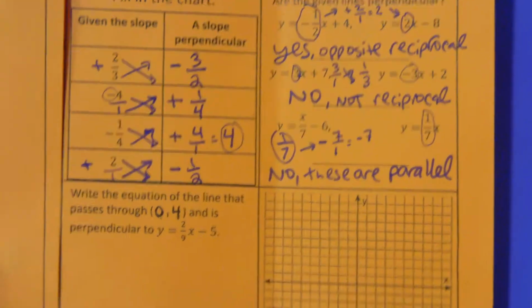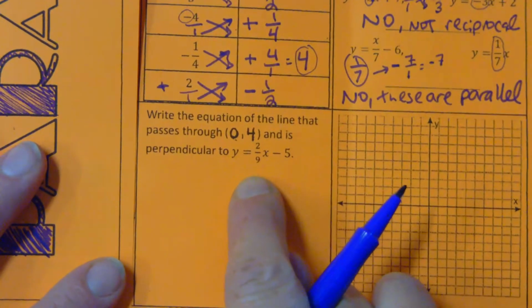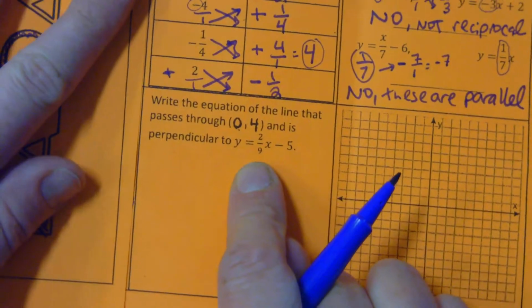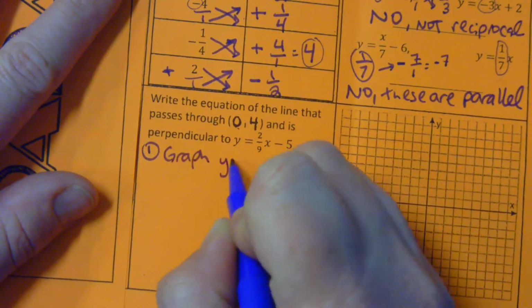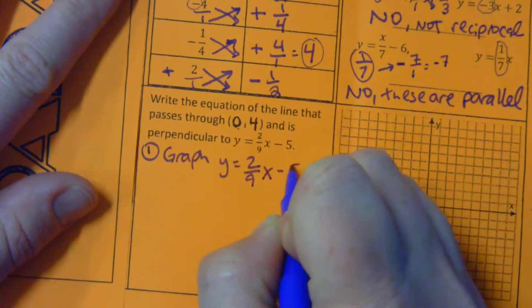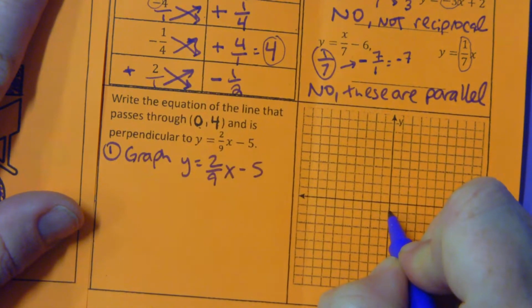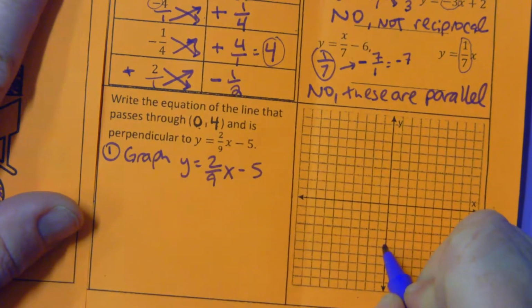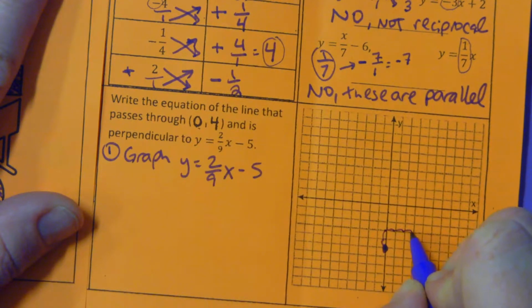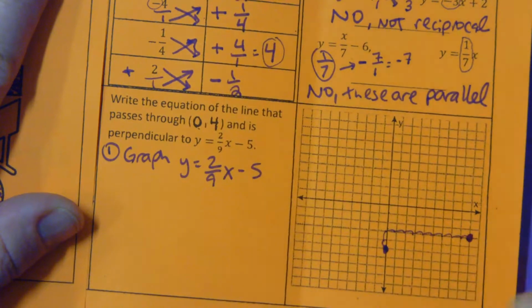Okay, so last but not least, I need to write the equation of a line that goes through this point and is perpendicular to 2/9 x minus 5. So we're going to do just like we did before. We're going to graph y equals 2/9 x minus 5, and that'll be the exact same place as it was on the parallel side. So minus 5 is 1, 2, 3, 4, 5, up to 1, 2, 3, 4, 5, 6, 7, 8, 9. So that's going to be my first line.